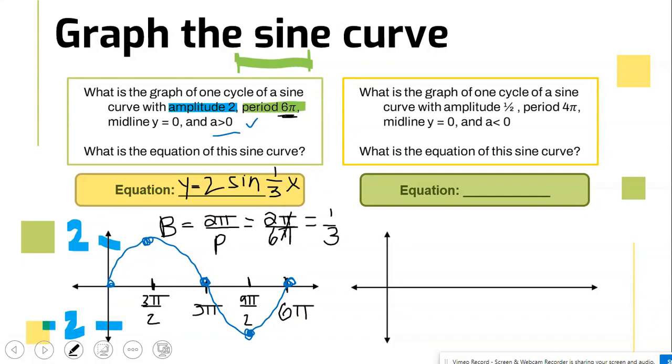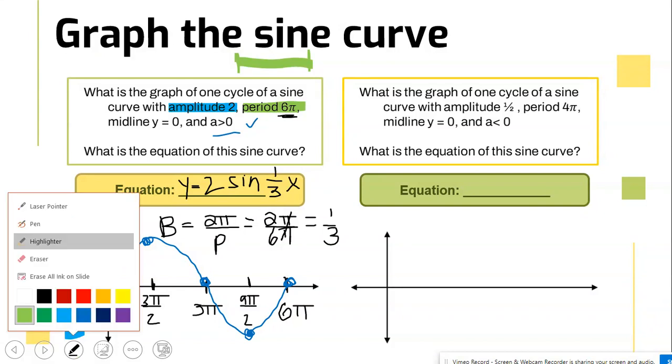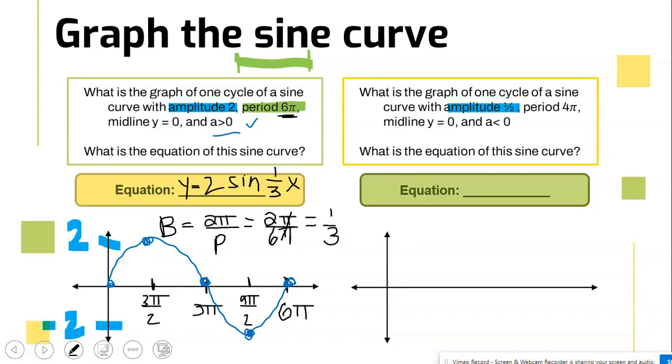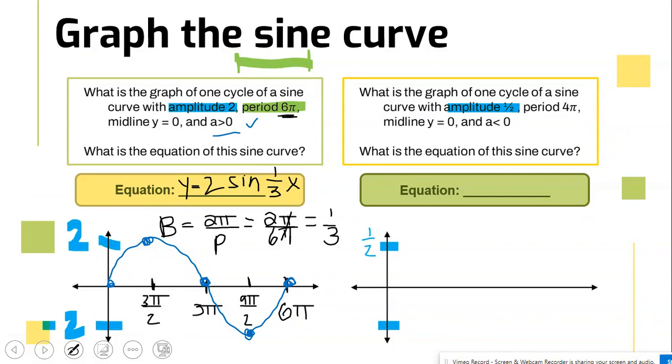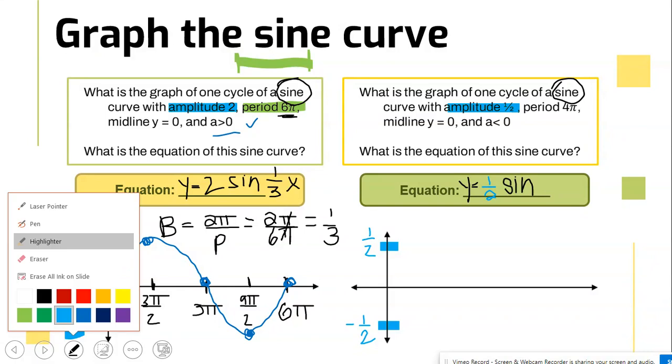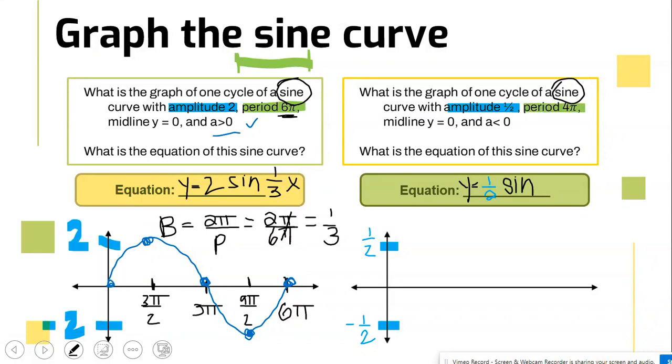Okay, so what is the graph of one cycle of sine? If it has an amplitude of 1/2, meaning our max and our min value is going to be positive 1/2 and negative 1/2, and our equation is going to have 1/2 in it. So y equals 1/2 and then sine, since it said we're graphing a sine graph. We are given here in this example that the period is 4 pi. Remember, this distance is 4 pi.